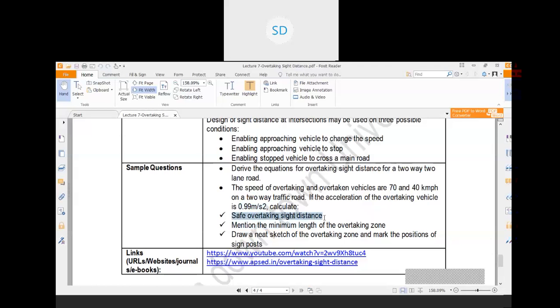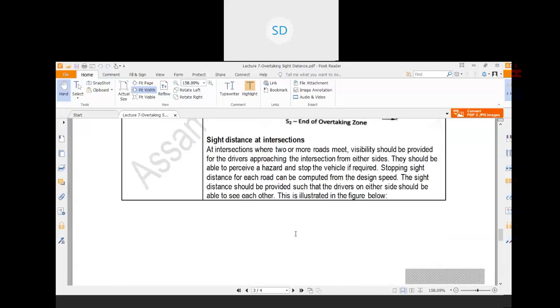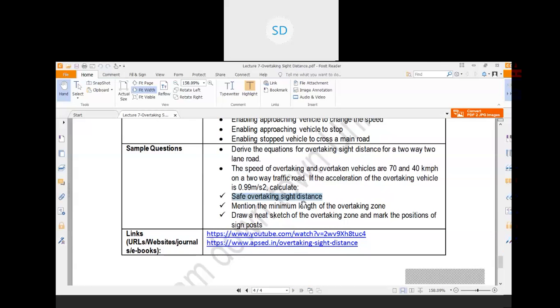This is a very simple thing. You just follow the derivation and you will find all these things. Mention the minimum length of the overtaking zone. Your minimum length of the overtaking zone is 3 times the overtaking sight distance, and draw a neat sketch of the overtaking zone and mark the position of the signposts. So here the minimum length of the overtaking zone need to be considered, so it would be 3 into OSD. After that, you need to mark all the signposts as per the theory we have discussed. So you just try to solve this numerical.